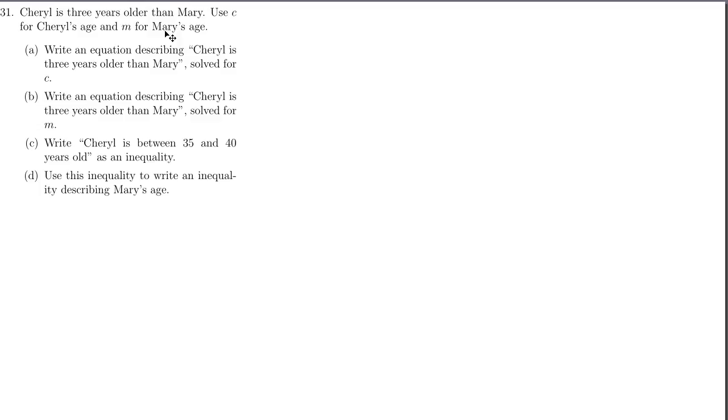In 3, 2, 1. Cheryl is 3 years older than Mary. Use C for Cheryl's age and M for Mary's age. So we're going to write an equation describing Cheryl is 3 years older than Mary. Solve for C. Okay, so here we go. We're going to do 3 years older, so Cheryl is Mary's age plus 3. Great. I'll solve it for M. C minus 3 is equal to M.